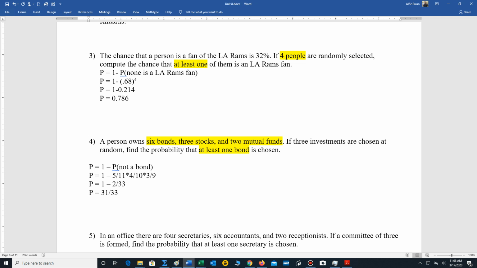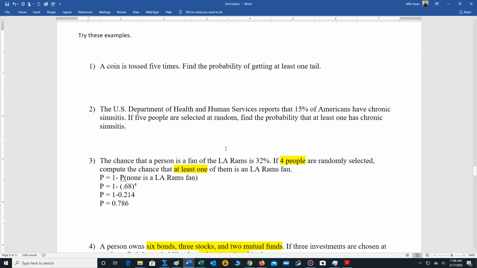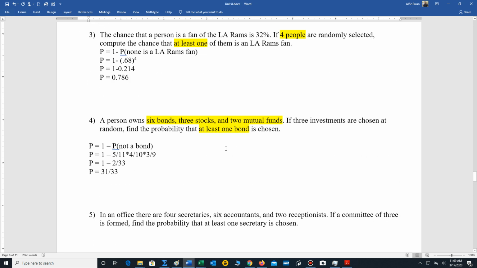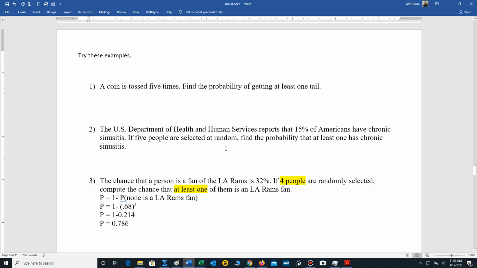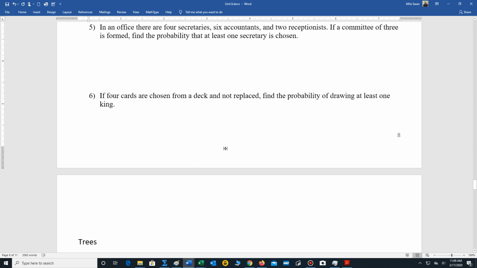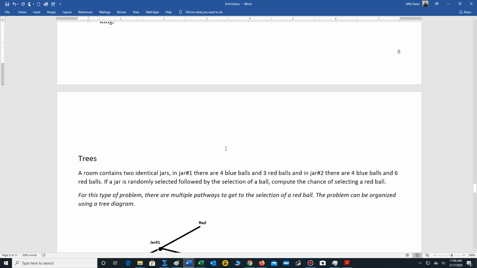And of course, you could work with decimals if you feel more comfortable with decimals. Just remember your calculators do have a fraction button that makes it a little easier to perform the calculations. Go ahead now and work out these other examples, and that will complete our topic on at least one. So pause the video, work on these problems, and when you're ready, we're going to move on to our next topic, which deals with trees.